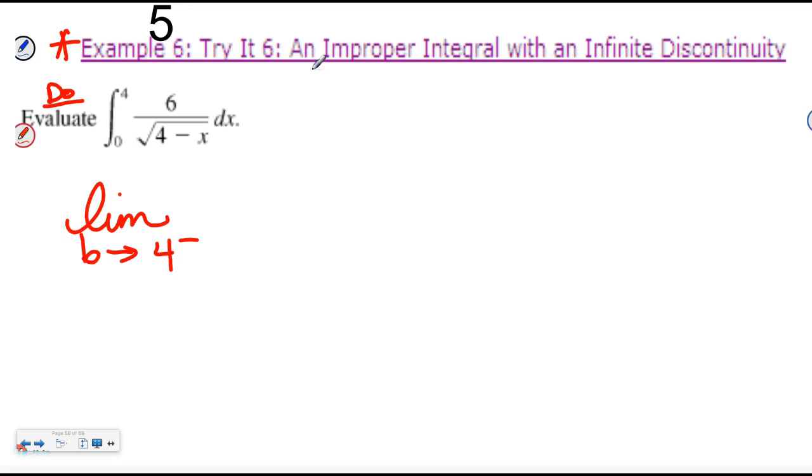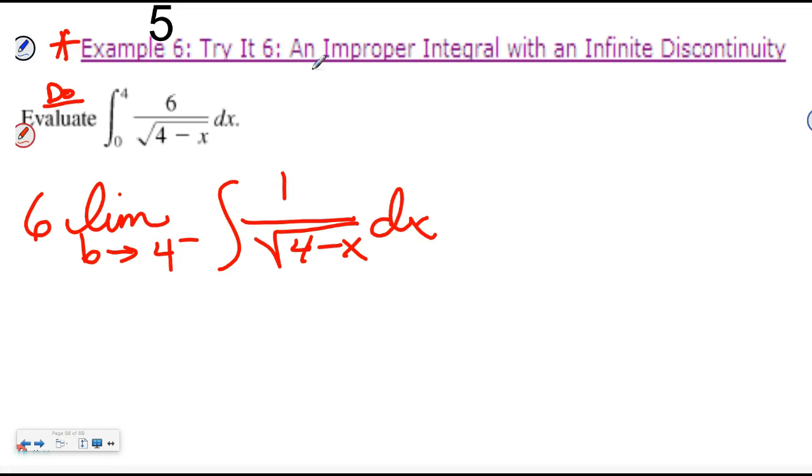Because you remember from AB, when you don't have this minus on here, which direction are you approaching from? Both, and we're not doing that. We're only coming in from the left. So let's go do this guy. I'm going to pull the constant out front because I can and I like to, but you don't have to. And then I'll have 1 over the square root of 4 minus x dx. Sorry, I forgot to go from 0 to b.